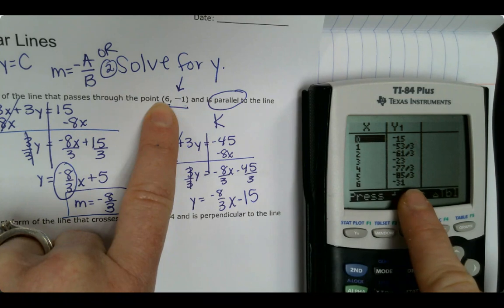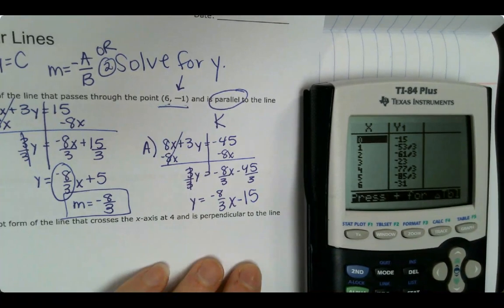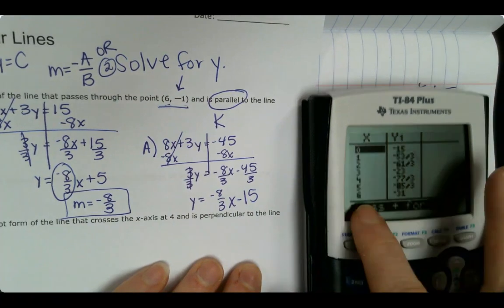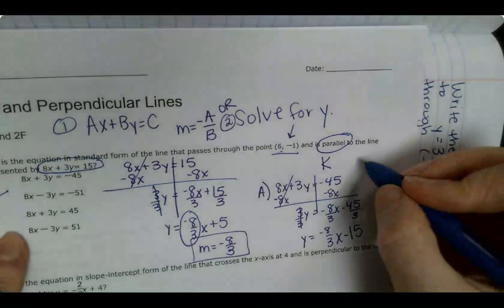that's a negative 31. So that means that A is not it, because it doesn't go through the right point. It's supposed to go through 6, negative 1, so it doesn't. So it has to be C, but we just want to check it.